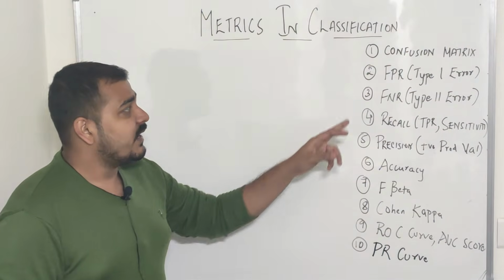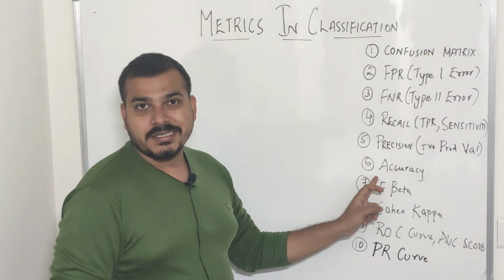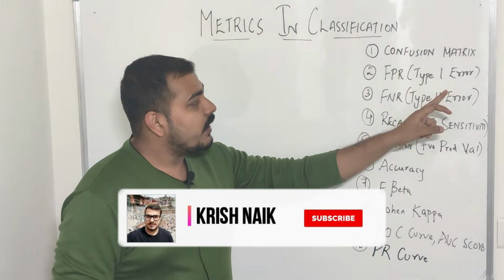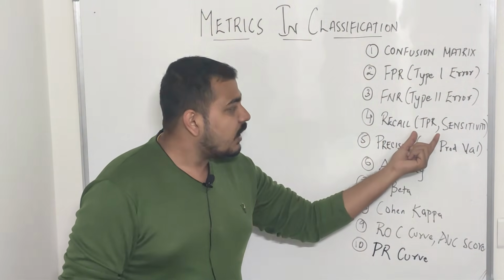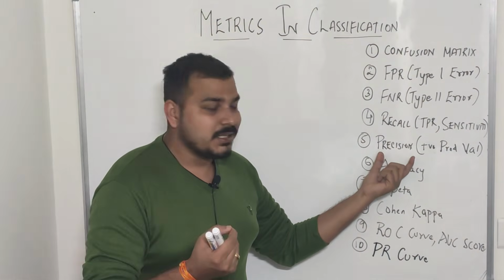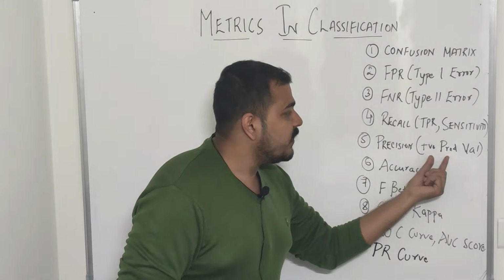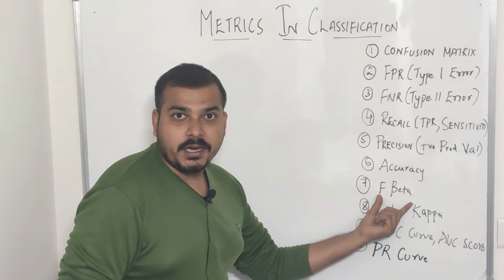Okay, so some of the metrics over here are the confusion matrix. Then we'll understand accuracy. Then we'll understand type 1 error and type 2 error. Then we have concepts like recall, which is also called true positive rate. Then we'll discuss precision, which is also called positive prediction value. Then we'll understand F beta.